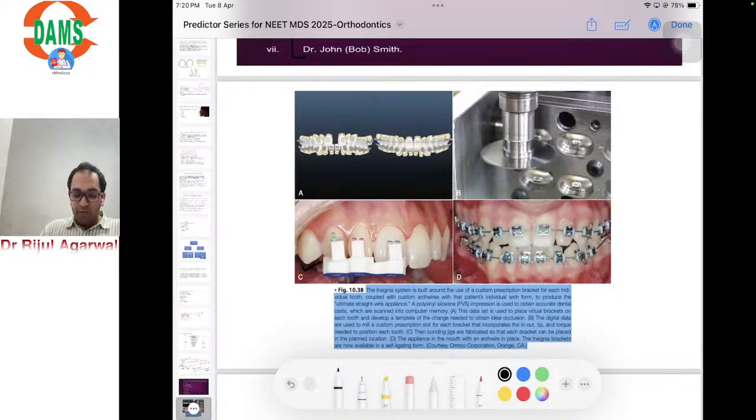Okay, and even the wires are fully customized. They are made using robotic wire bending. You just have to place them and be done with it. So the insignia system is the system for fully customized brackets tailored to the individual patient.